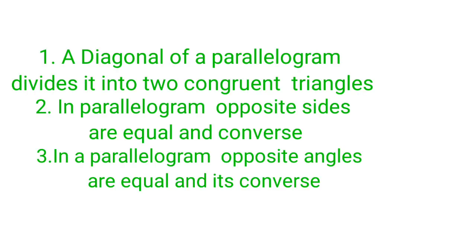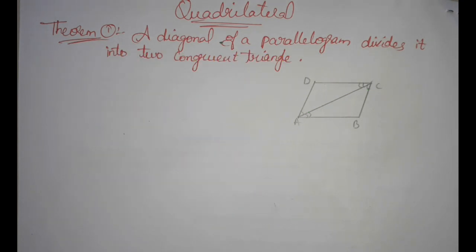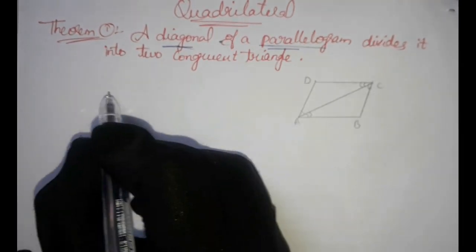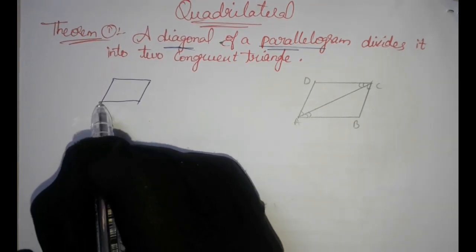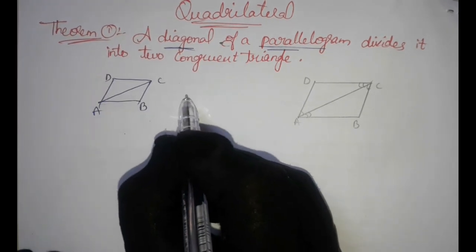These are properties that we are going to prove. It comes as a theorem in your books. See the theorem 1 statement: a diagonal of a parallelogram divides it into two congruent triangles. In this, we have to show two triangles are congruent. Here, given ABCD is a parallelogram.